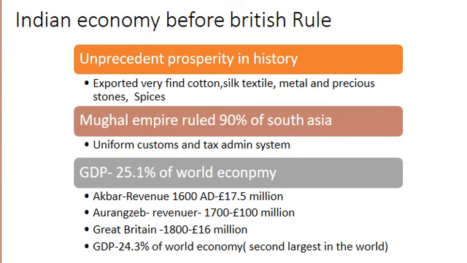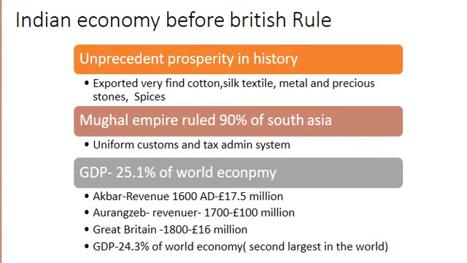If we see Great Britain's treasury at that time, it was much lower. In 1800 AD, it was about 16 million British pounds. Therefore, the gross domestic product of Mughal India in 1600 AD is estimated to be about 25% of the world economy, which is considered to be the second largest in the world.